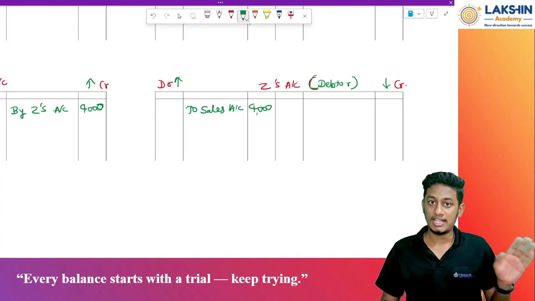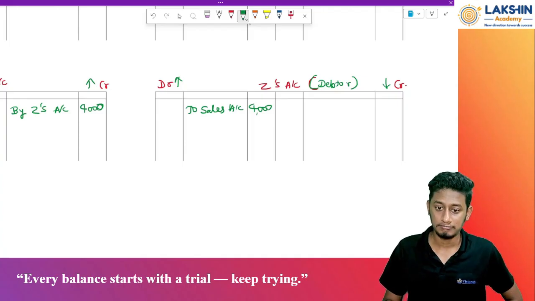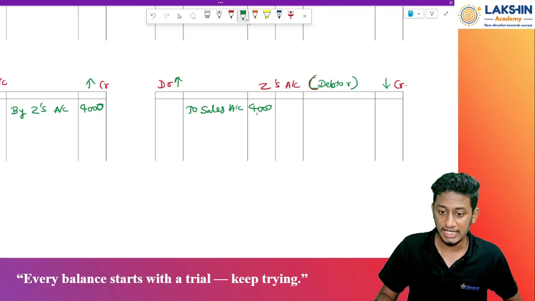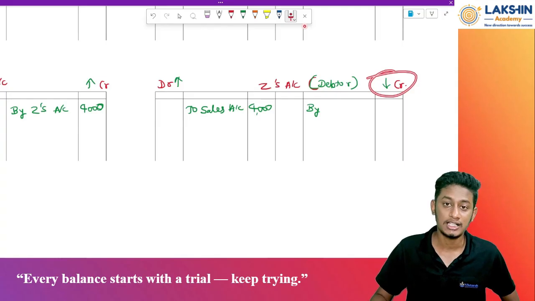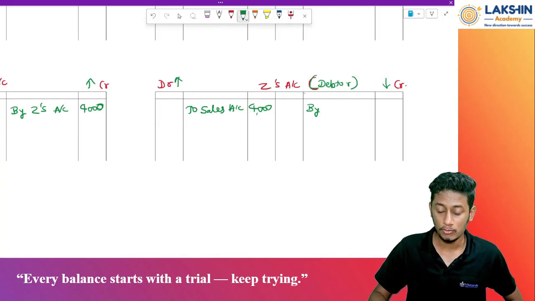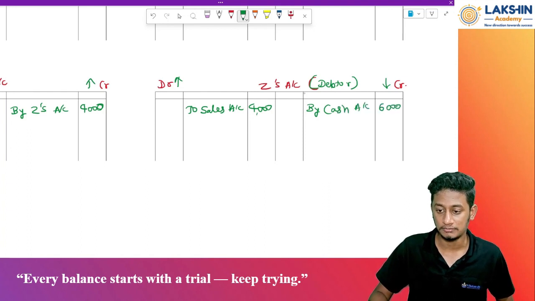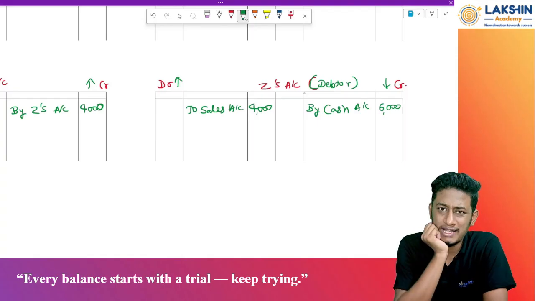Whatever balance was remaining has become zero and increased towards the credit side, right? So because of this, the entry will be passed on the credit side, because I need to reduce the balance in his account. So by what? By cash. He has paid me cash, so cash account, rupees 6,000. Now tell me, on what side has the balance come?